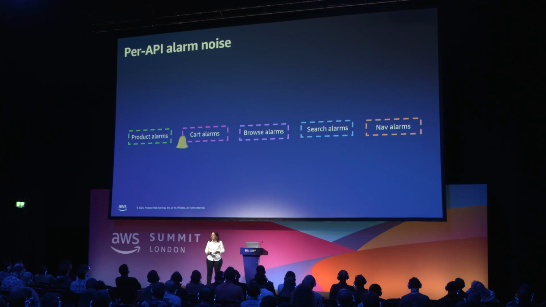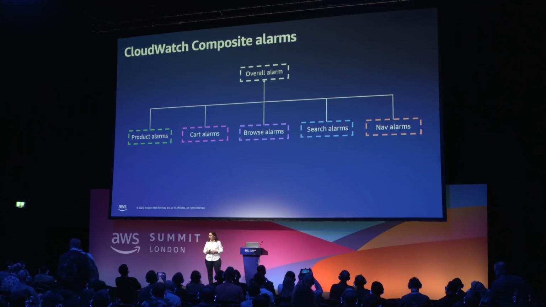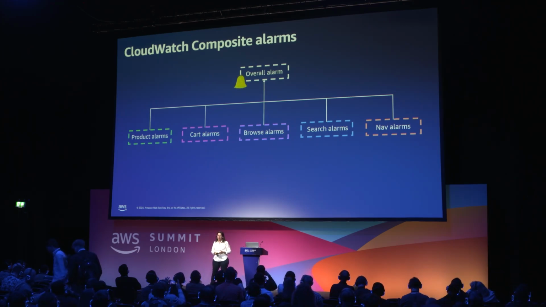But what if there's a site-wide issue, right? You need individual alarms for each use case that matters to your business, that matters to your customers, and you want to track them individually. But if there's a site-wide problem, you don't want your pager ringing a gazillion times, right? So for that, you can use CloudWatch Composite alarms, where you roll up all these alarms into one single alarm. So it only rings once, and you reduce some alarm fatigue.